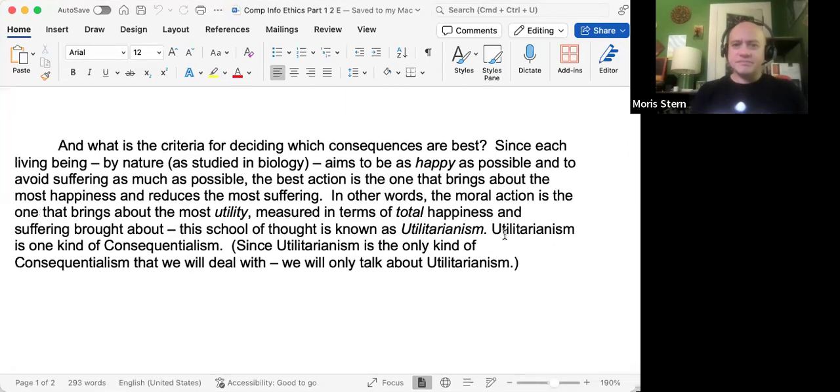And what is the criteria for deciding which consequences are best? Since each living being, by nature, as studied in biology, aims to be as happy as possible and to avoid suffering as much as possible, the best action is the one that brings about the most happiness and reduces the most suffering. In other words, the moral action is the one that brings about the most utility, measured in terms of total happiness and suffering brought about. Total happiness minus total suffering.